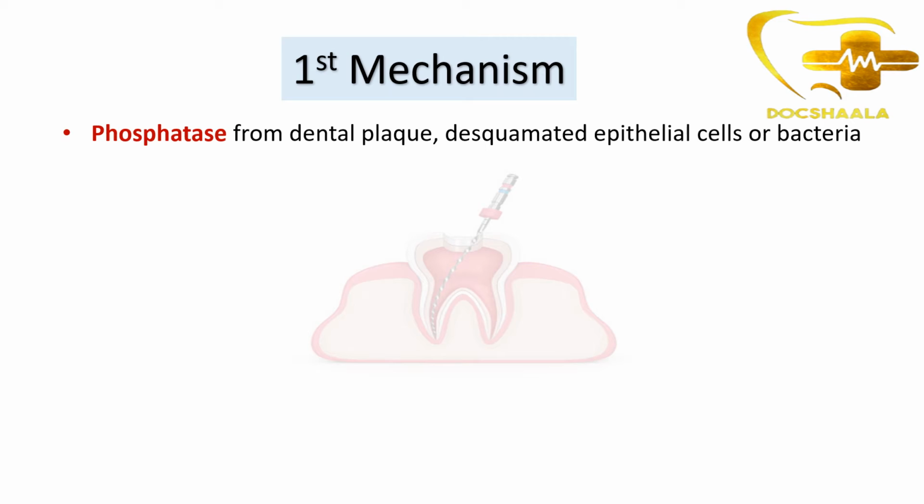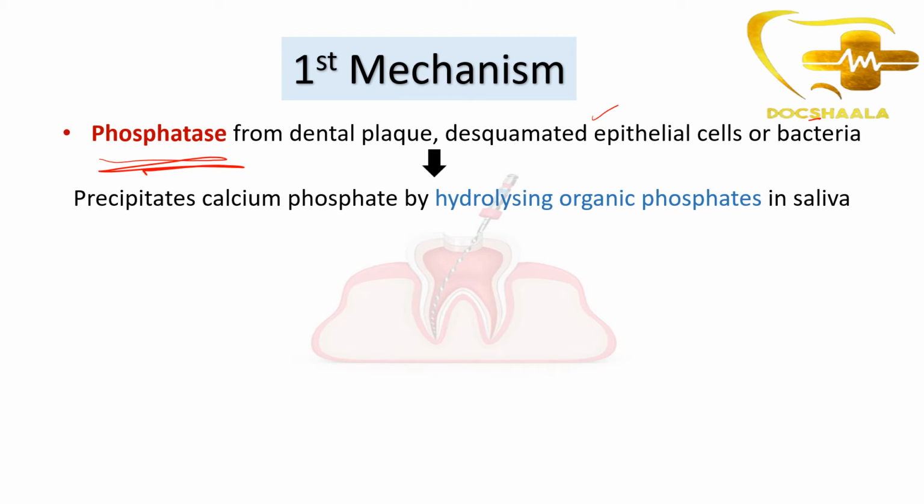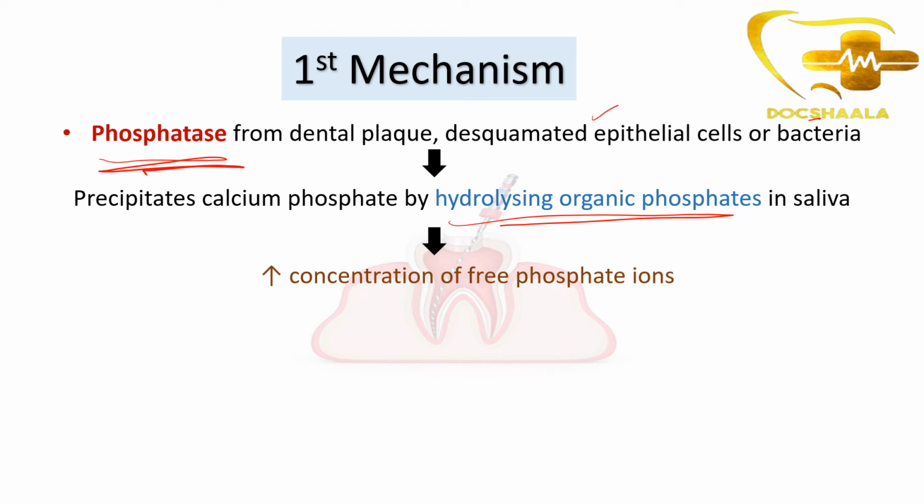Okay, next is phosphatase, presence of phosphatase from dental plaque or desquamated epithelial cells or bacteria. When this is also present, there will be chances of plaque getting mineralized. So how does it precipitate calcium phosphate? By hydrolyzing organic phosphates in saliva, which increases the concentration of free phosphate ion.